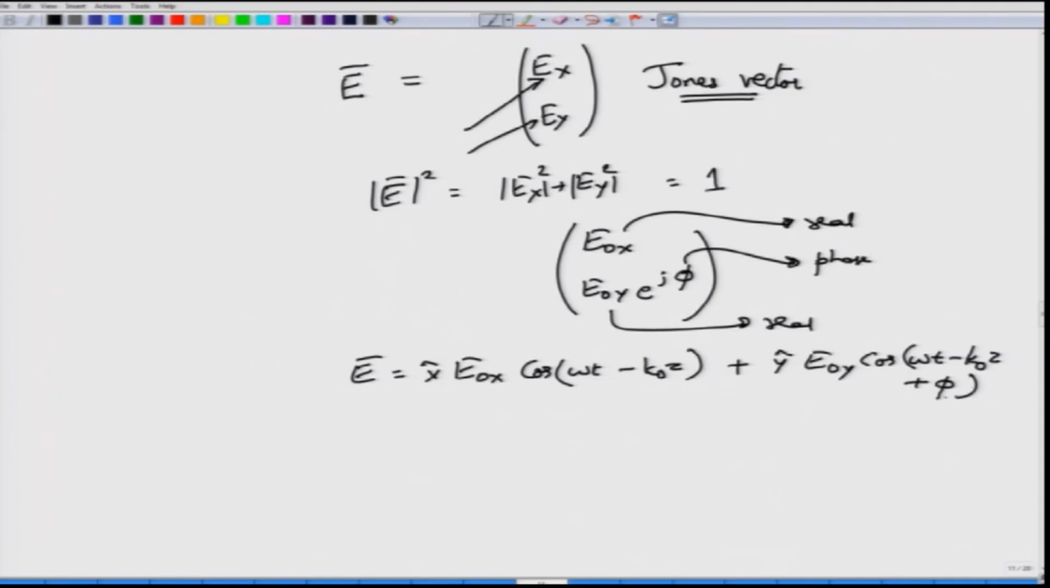When phi is equal to 0, you have a linearly polarized wave, and when phi is equal to plus pi by 2 or minus pi by 2, you will have a right circularly polarized wave or a left circularly polarized wave. I am not sure which one is which, but it is simple algebra for you to figure this out. I will leave this as an exercise to you.